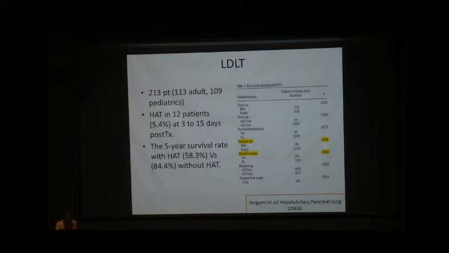Regarding the risk factors, they have seen that recipient sex, the female population, has a higher risk of HAT, and metabolic disease, which includes FAP and other metabolic diseases, has a higher risk.